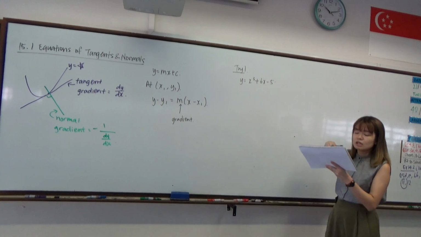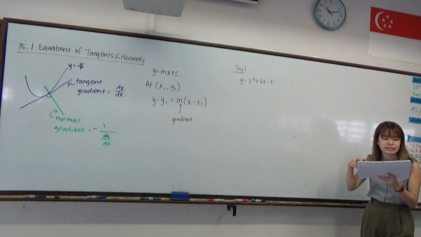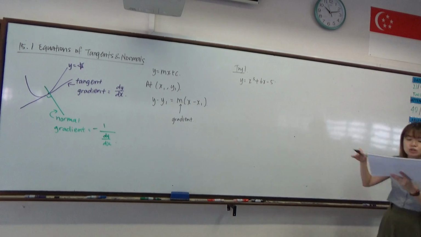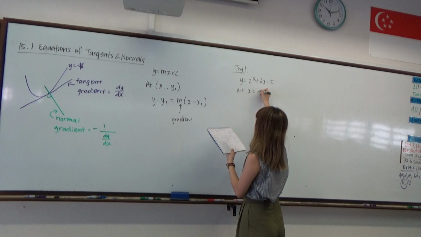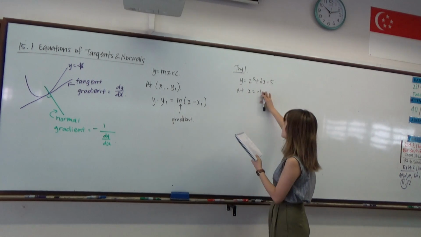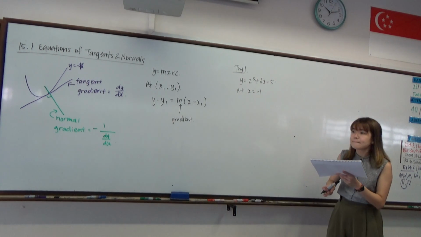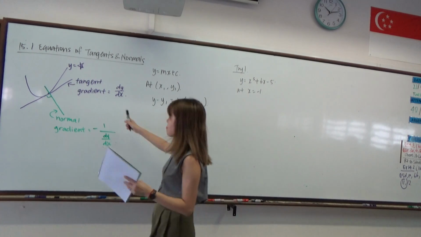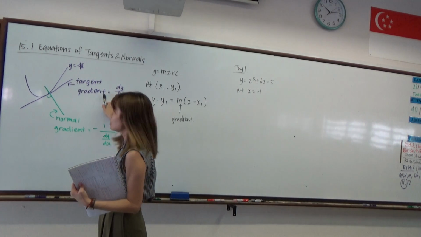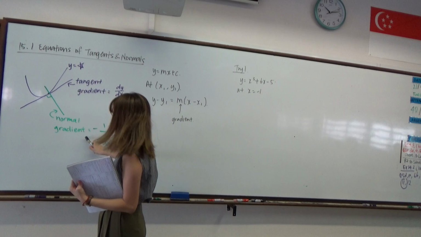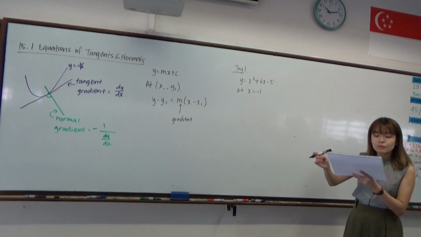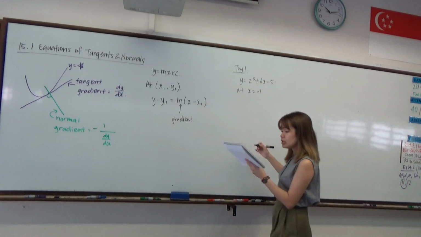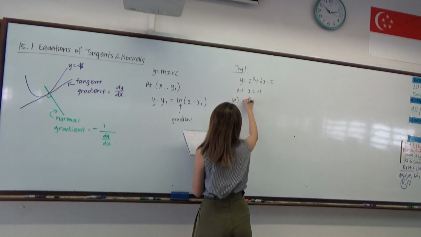We are looking at a curve with this equation, and then it says that there is a tangent and a normal drawn to this curve at x equals to negative 1. So the gradient is for the tangent, and then the bottom one is the gradient for the normal. So we want to first find out what's the equation of the tangent and then the equation of the normal.